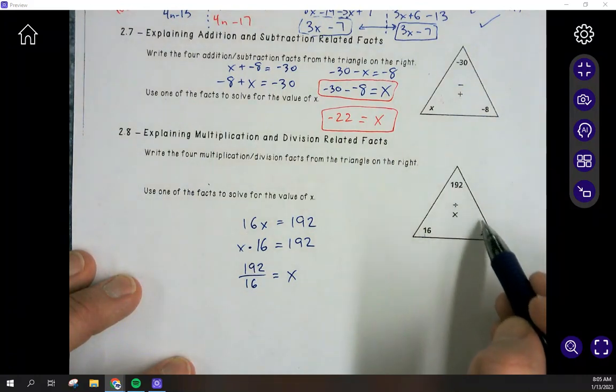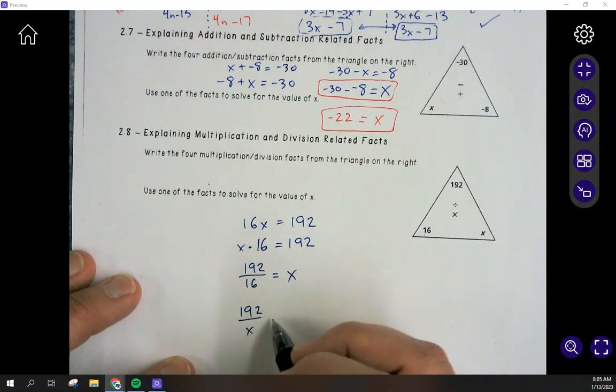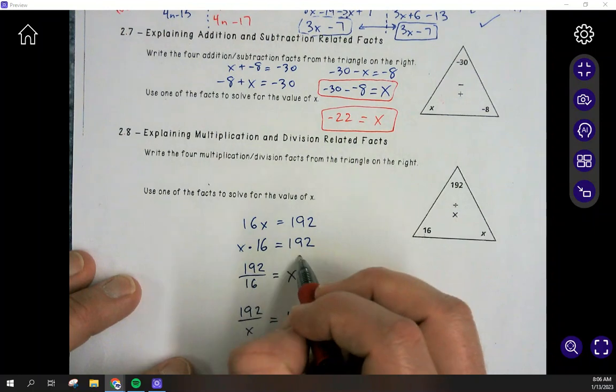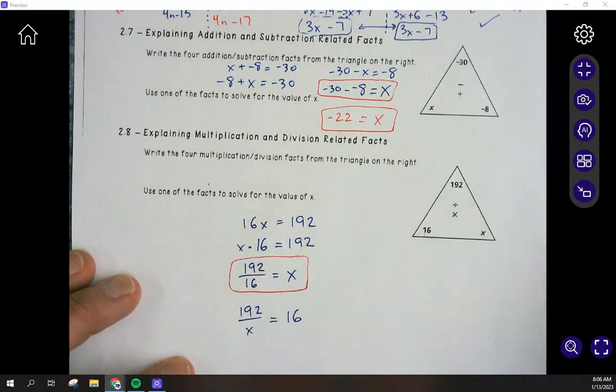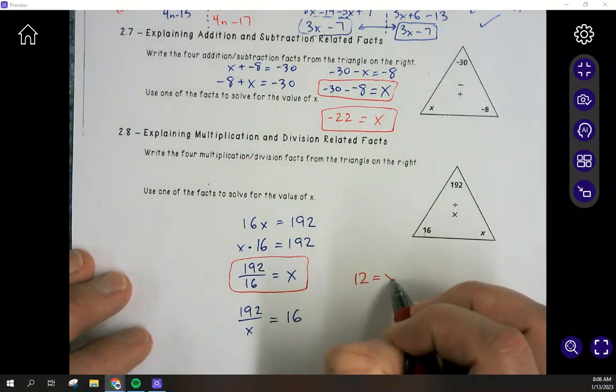And the other way to read this is down this side and over. That's 192 divided by x equals 16. So we're going to use one of the facts to solve. This is the easiest one. You just do 192 divided by 16, and you end up with x equals 12.